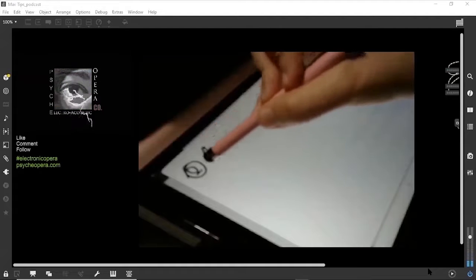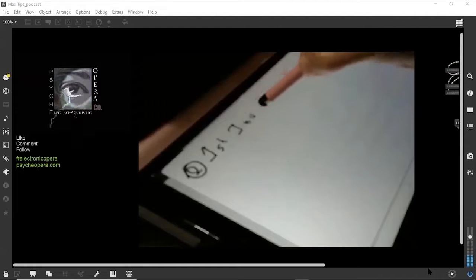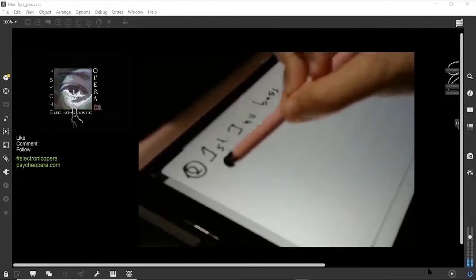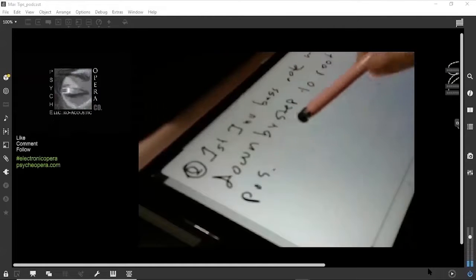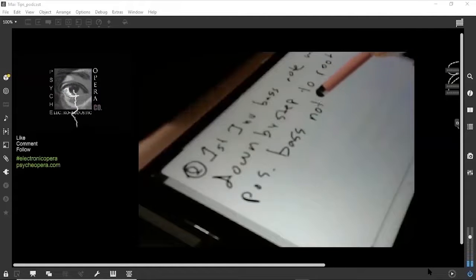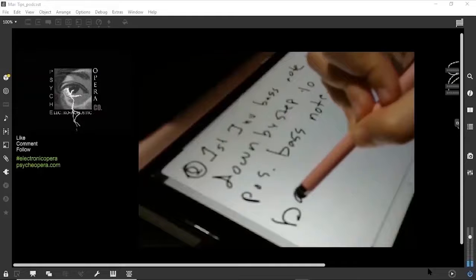The second first inversion category is when the first inversion bass note moves down by step to a root position bass note. In this case, we double the bass note. We double the third of the first inversion chord. So, first inversion bass note moves down by step to root position bass note. You double the bass in the first inversion chord.